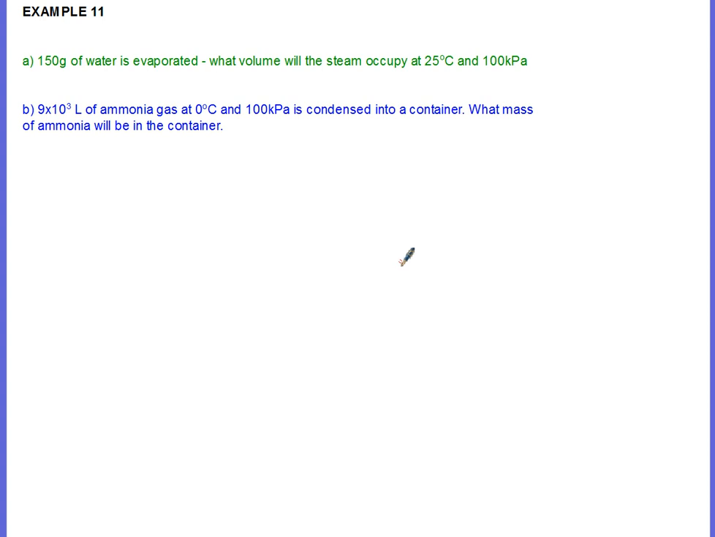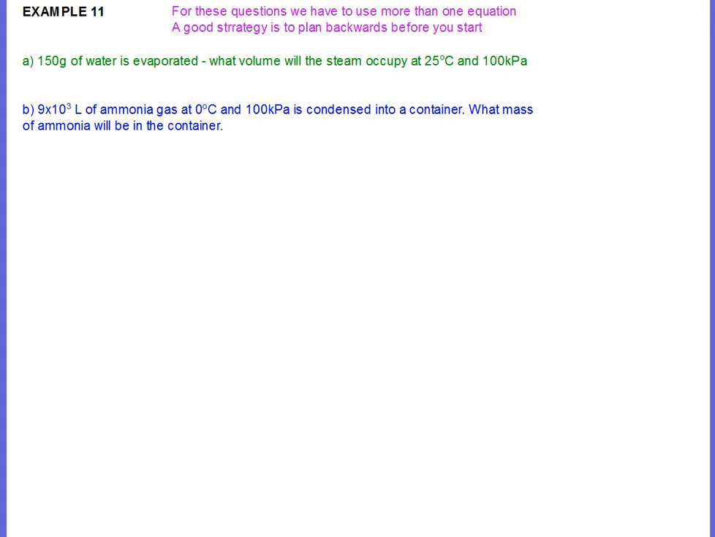So for question A, we've been told 150 grams of water is evaporated. What volume will the steam occupy at 25 degrees and 100 kilopascals? The catch here is that usually on the previous question, to calculate volume, we need to know number of moles. And they haven't told us the number of moles. So this is obviously a multi-step problem.